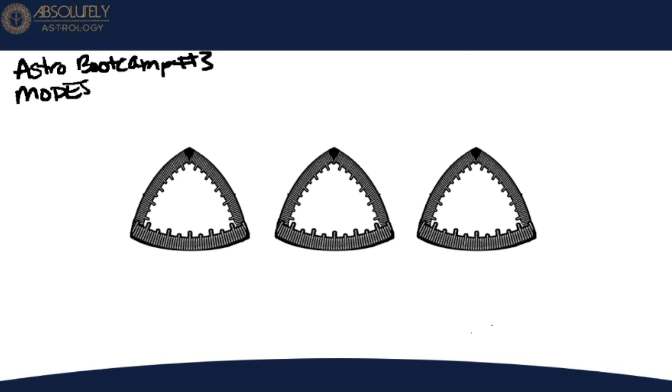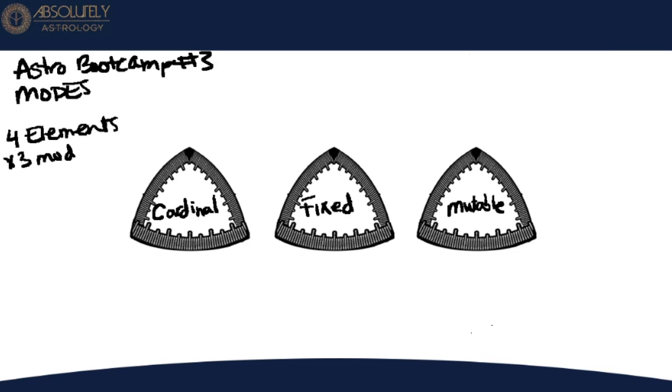So when it comes to the modes, there's 3 different types of modes. We have cardinal, fixed, and mutable. And I know you probably remember from our first training video that the 4 elements combine with the 3 modes to make the 12 signs of the zodiac. So this is why we are focusing so deeply on the elements and the modes, is because once you get that deep understanding, everything else becomes super easy.